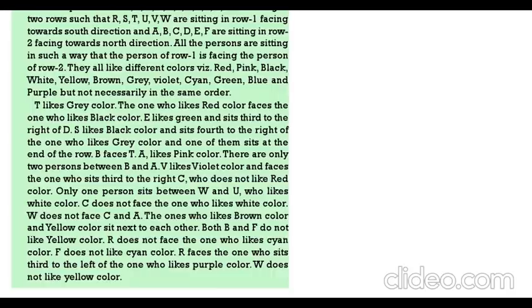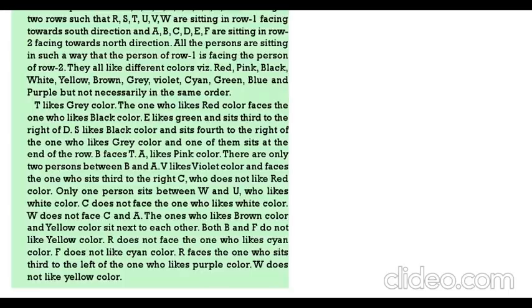C does not face the one who likes white color. W does not face C and A. The one who likes brown color and yellow color sit next to each other. Both B and F do not like yellow color. R does not face the one who likes cyan color. F does not like cyan color. R faces the one who sits third to the left of the one who likes purple color. W does not like yellow color.